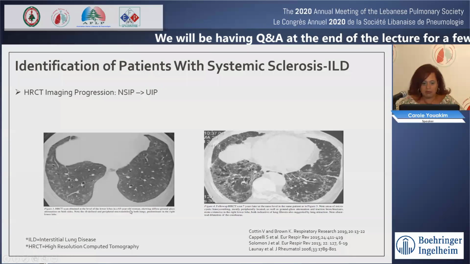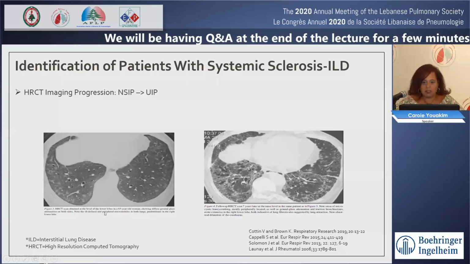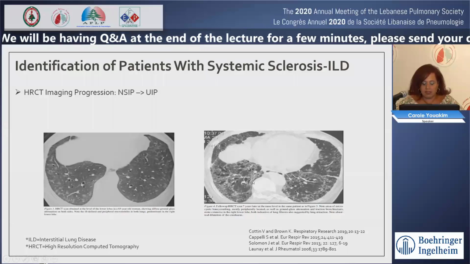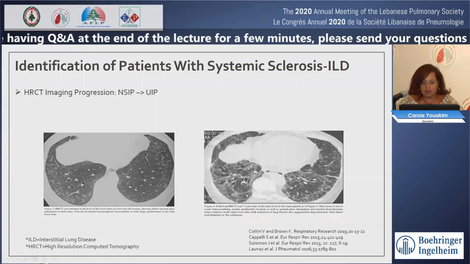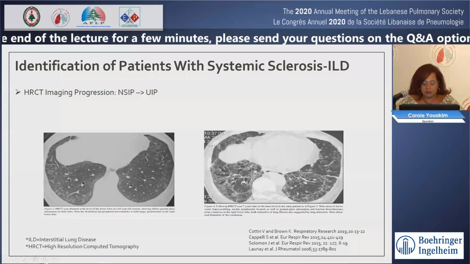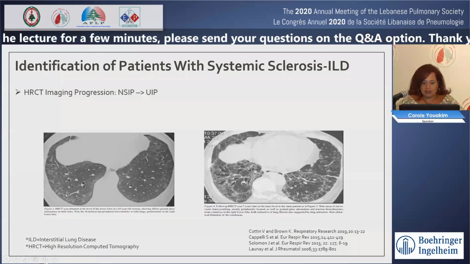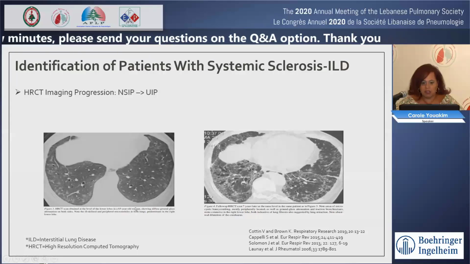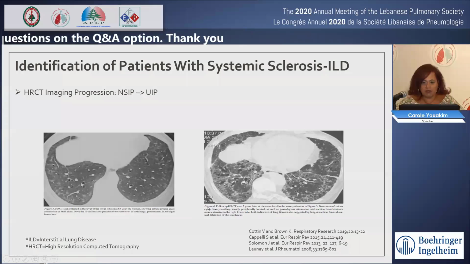This is a 65-year-old woman with systemic sclerosis and bilateral ground glass opacities. 7 years later, the same patient developed extensive fibrosis, honeycombing, and traction bronchiectasis. So it seems as if these ground glass lesions in patients with systemic sclerosis are pre-fibrotic lesions in patients with systemic sclerosis ILD.